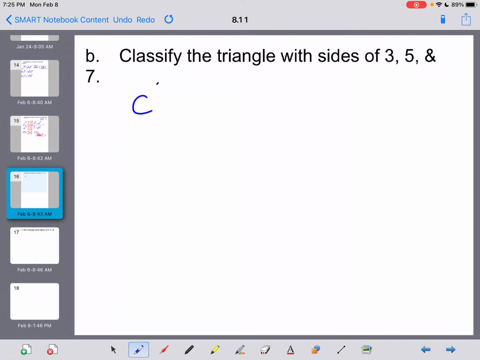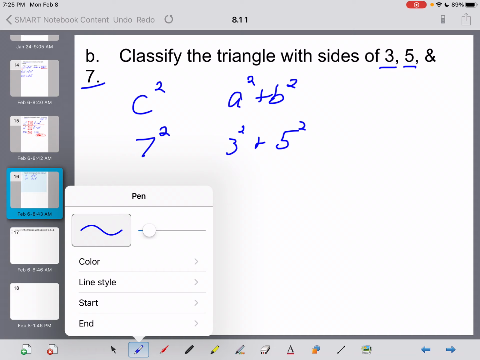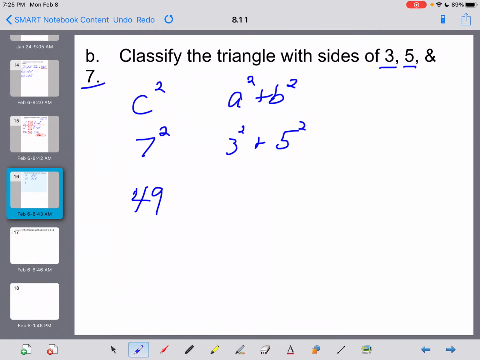So once again, I'm going to compare c squared to a squared plus b squared with these values of a, b, and c. So in this problem, c is 7, our a value is 3, and our b value is 5. So on the left side, 7 squared is going to get us 49. And on the right side, 3 squared is 9, 5 squared is 25. That's a 34.